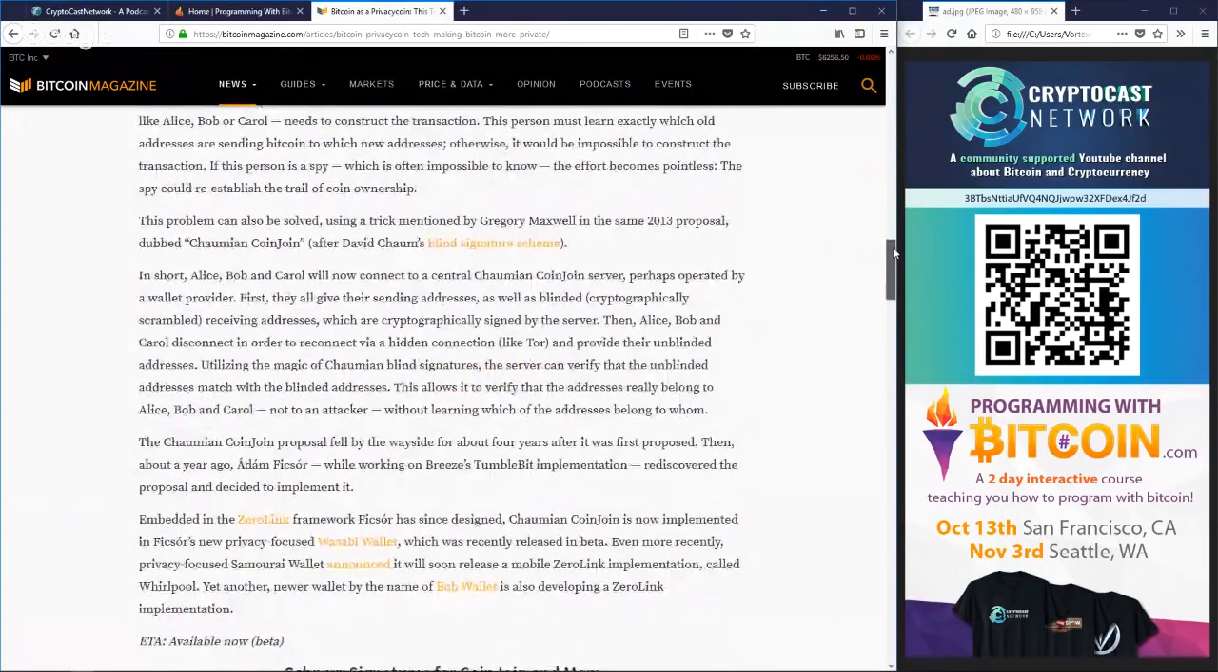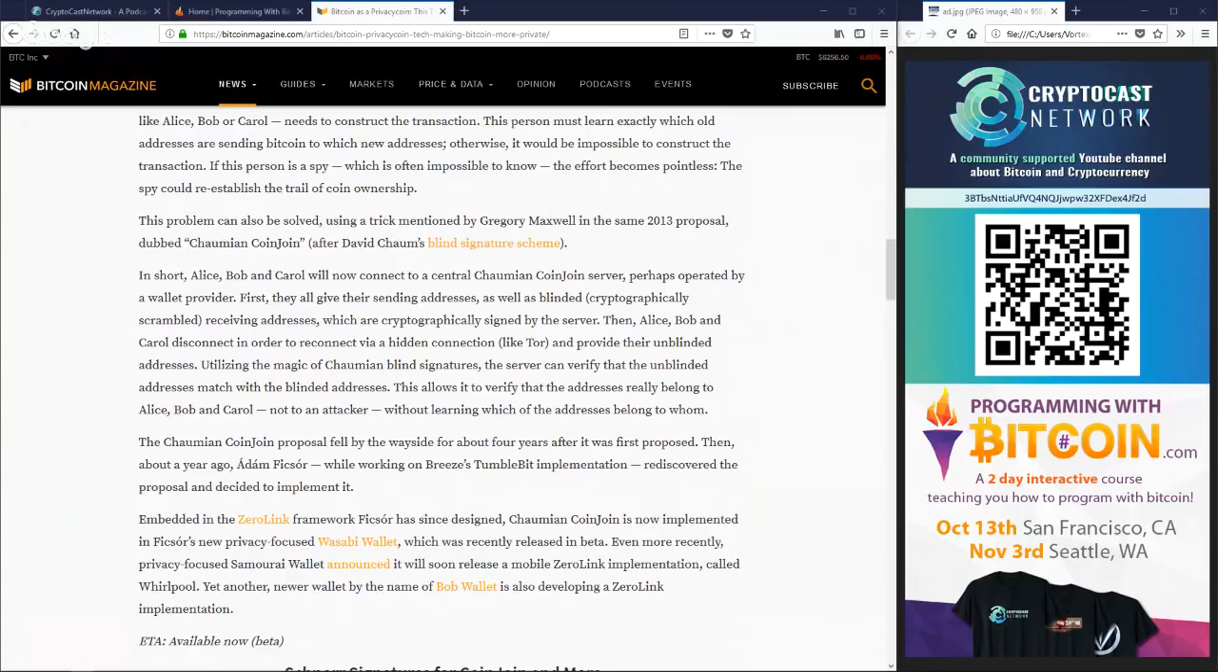If you follow his Twitter account, his handle is nopara73, sometimes he'll tweet volumes of how many mixes are going on, and it seems like it's actually being used. In a couple of months it's going to be released out of beta as an actual desktop app with a GUI, and at that point it's even easier for regular users to mix their coins.